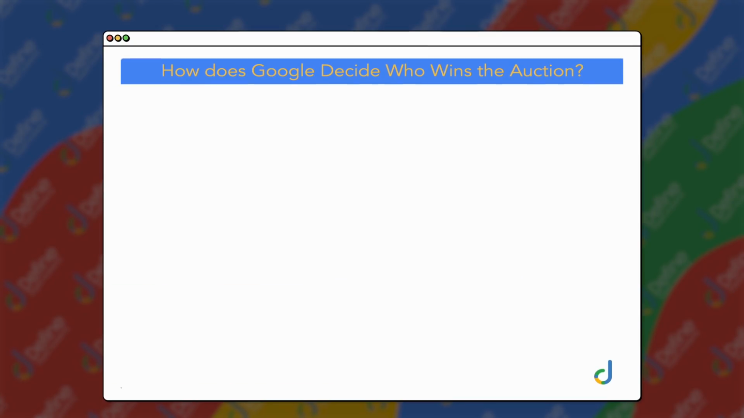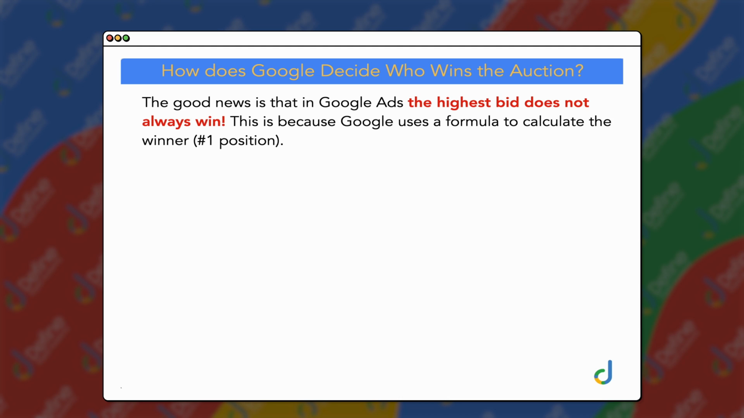So let's talk about how Google decides who wins the auction. And as I said before, the good news is that in Google Ads, the highest bid does not always win. And this is because Google uses a formula to calculate the winner or the number 1 position. And that is the max cost per click. So that's the most that you're willing to pay for a bid times your quality score.